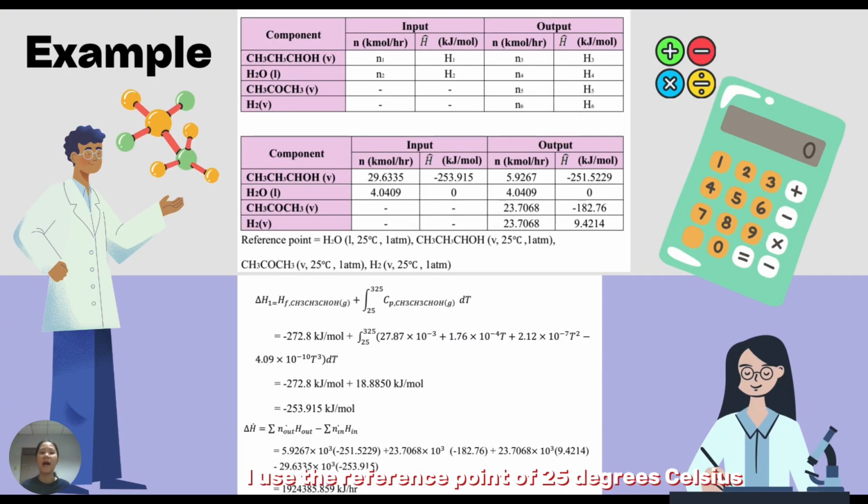For our project, I use the reference point of 25 degrees Celsius and 1 atm. After that, we need to calculate the specific enthalpy for each component. Different from the non-reactive case, we need to add the heat of formation of each component when calculating the specific enthalpy. After calculating all of the specific enthalpies, we can move to the final step.